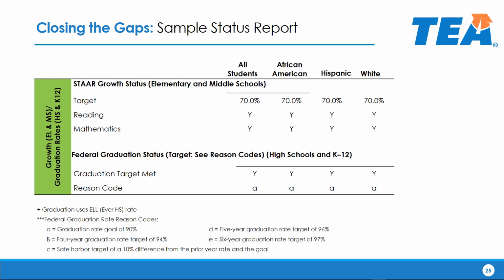The performance target will be given at the top of the report, and for each subject and student group, there will be a Y if the performance target was met and an N if it wasn't. The graduation rate indicator will also have a Y if the target was met and an N if it wasn't. The reason code for graduation targets tells you how a campus or a district did or did not meet the target, which could be by way of a 4-year target, a 5-year target, or even a 6-year graduation rate target. And I'll say this again just to be clear, these are the federal definitions for graduation rates. They do not have state exclusions.